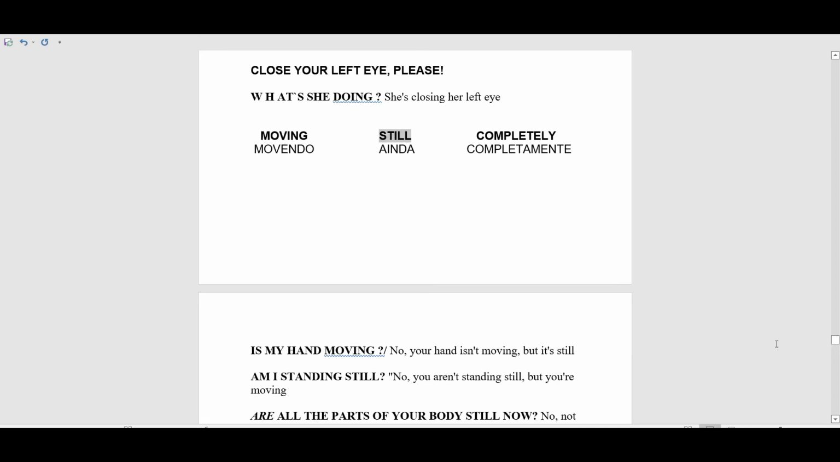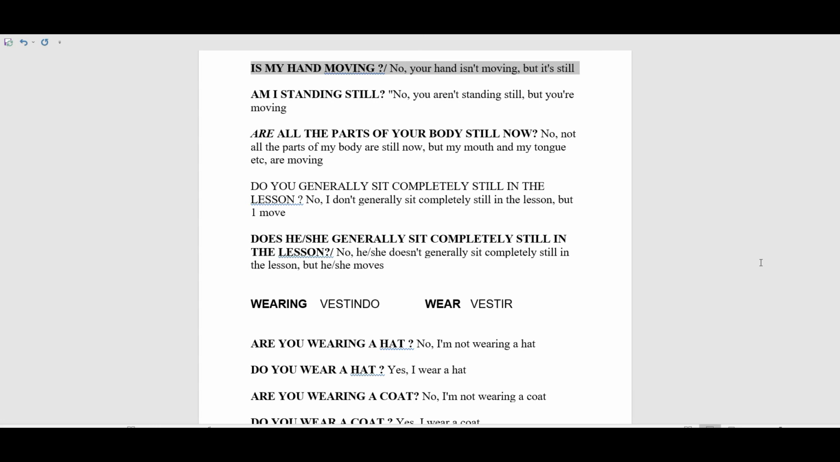Moving, still, completely. Is my hand moving? No, your hand isn't moving, but it's still. Am I standing still? No, you aren't standing still, but you're moving. Are all the parts of your body still now? No, not all the parts of my body are still now, but my mouth, my tongue, etc. are moving.